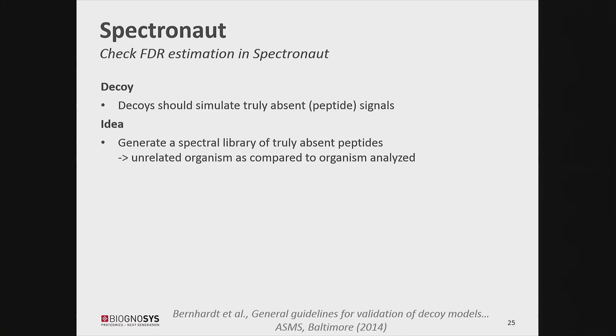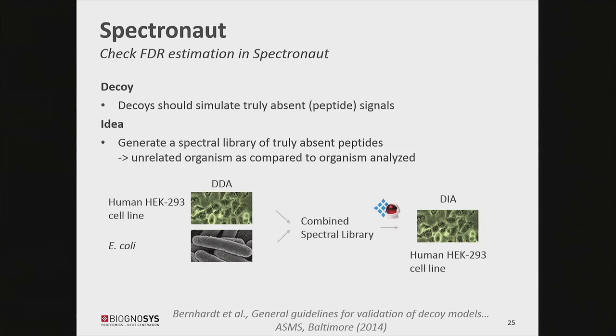So we wanted to simulate truly absent peptides, and for this we took assays from an organism different to the one analyzed. So we analyzed a human sample. We mixed the spectral library with assays from E. coli. So this is depicted here. We made a spectral library for human. We made a spectral library for E. coli. We mixed the 2 spectral libraries. We only took high abundant peptides here, so only the ones we were certain to be able to see. We analyzed the human sample with Spectronaut with the mixed spectral library.